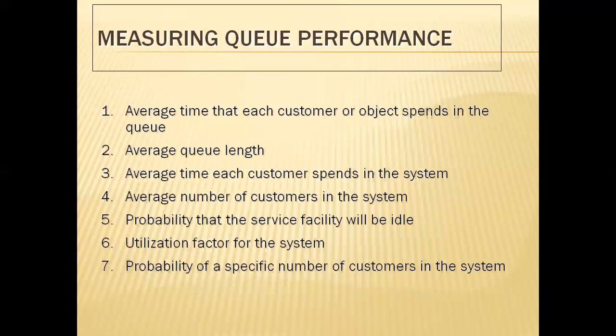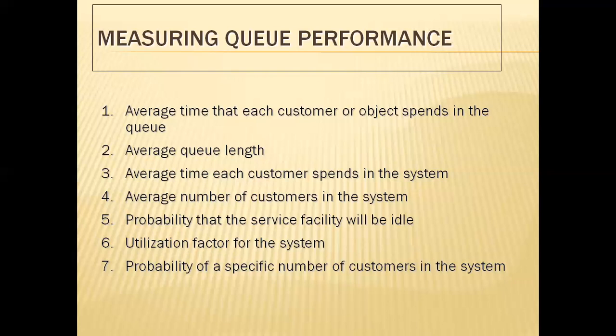Here, we will mainly highlight some points for measuring queuing performance. First is the average time that each customer or object spends in the queue. Second is the average queue length. Third is the average time each customer spends in the system. Fourth is the average number of customers in the system. The channel we are considering is the system. Then the probability that the service facility will be idle.